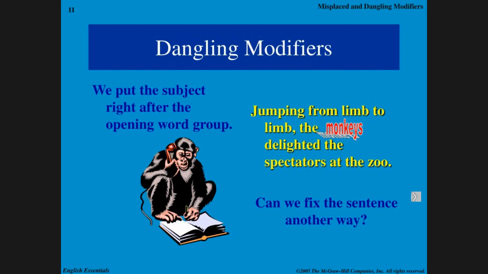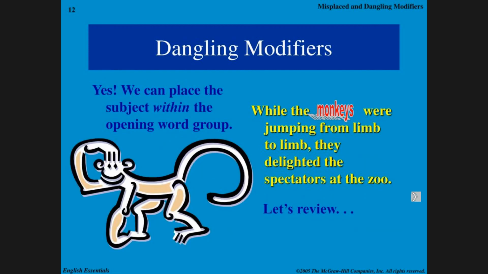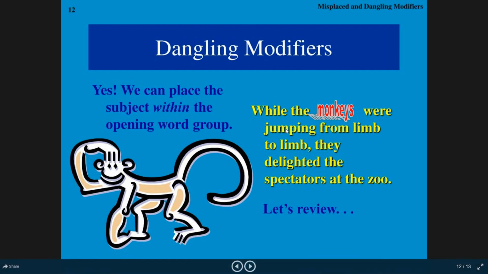So can we fix the sentence in another way? Yes, we can. We can place the subject within the opening word group, like when I say, while the monkeys. Do you remember when we studied the different sorts of clauses? We studied independent clause and subordinate clause. You can start with one of the subordinators, like while over here. While is one of the subordinators, which we usually use in modifiers. So I use: while the monkeys were jumping from limb to limb, they delighted the spectators at the zoo.